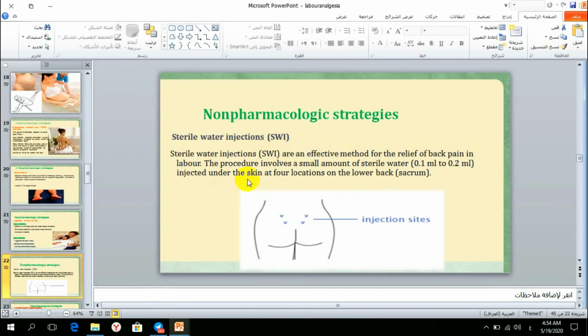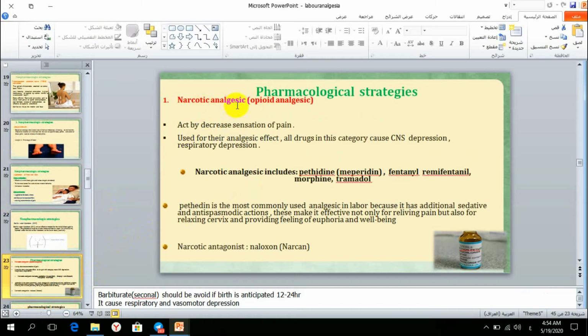Another non-pharmacological strategy is acupuncture, the Chinese needles. Based on the concept that illness results from an imbalance of energy, to correct the imbalance needles are inserted into the skin at specific body points. Activation of these points leads to release of endorphins. Helpful in the first stage of labor.